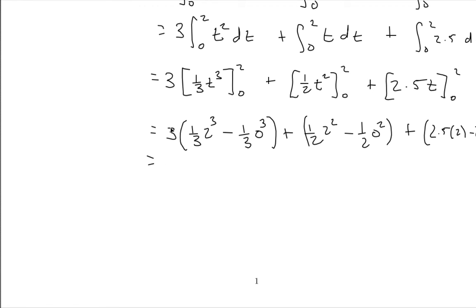Okay, I can simplify this. This 3 will cancel out with the 1/3, and of course 0 cubed is just 0, so all I'm left with in the first part is 8. Over here, 0 squared is just 0, so that goes away, but I have 1/2 of 2 squared. 2 squared is 4, and 1/2 of 4 is 2, so that becomes plus 2. Then I have 2.5 times 2 minus 2.5 times 0. 0 times 2.5 is just 0, so I'm left with plus 5. And so my final answer is 15 units. So the net change between now and 2 years from now in the pollution of the town is going to be 15 units.